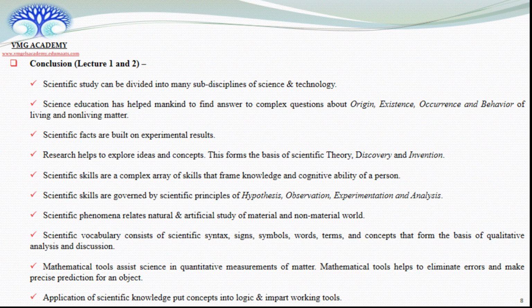Okay, let us recap what we have learned so far. Scientific study can be divided into many subdisciplines of science and technology. Science education can help us answer complex questions about origin, existence, occurrence, and behavior of living and non-living matter. Scientific facts are built on experimental results. Research helps us to explore different ideas and concepts, which forms the basis of scientific theory, discovery, and invention.